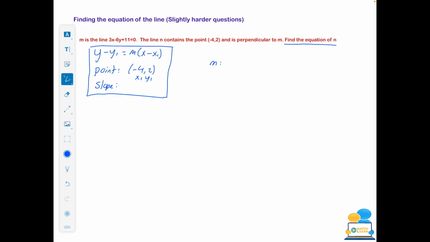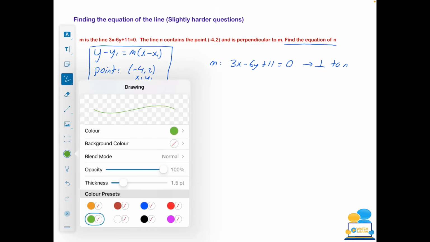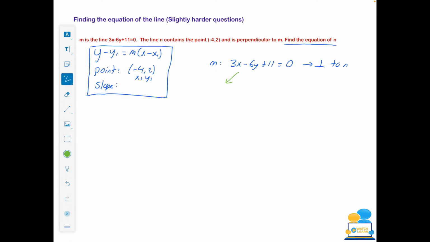So I look at what other information we're given. We're given the equation of the line m, which is 3x minus 6y plus 11 is equal to 0. And this is perpendicular to n. So if I can find the slope of m, I'll be able to flip it upside down and change the sign, and that'll give me the slope of n. Now, to find the slope of m, I'm going to do it both ways. So I'm going to do method 1.